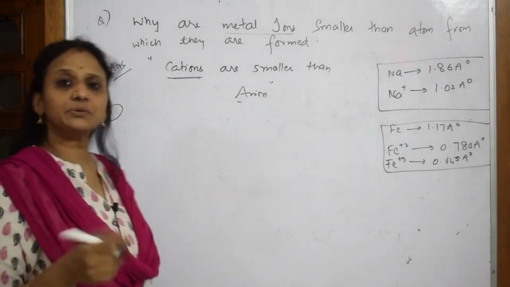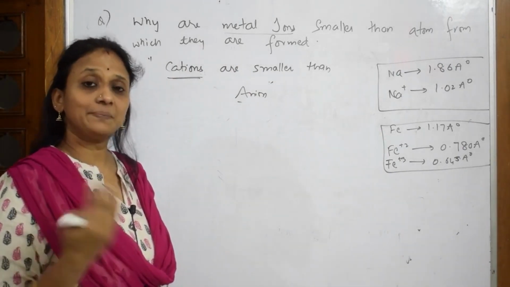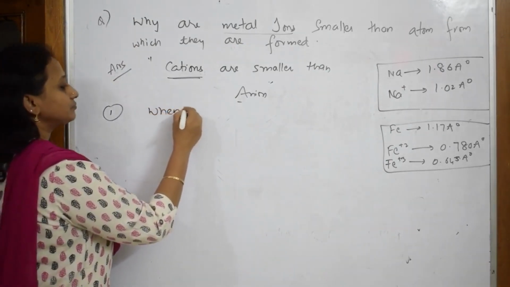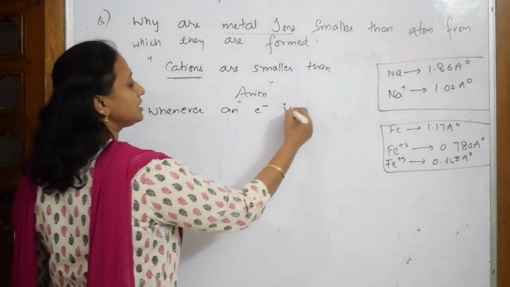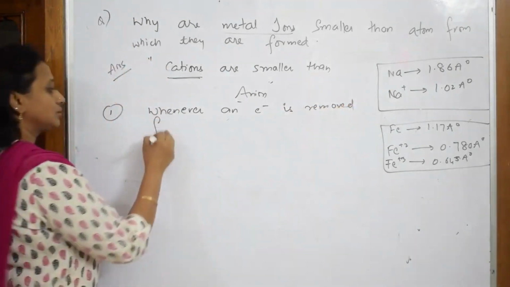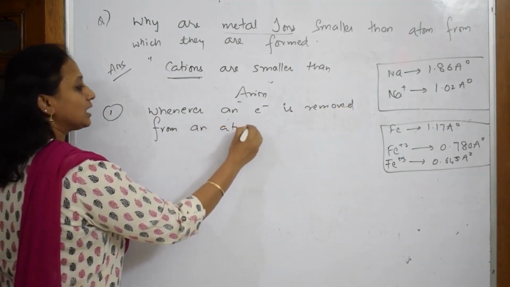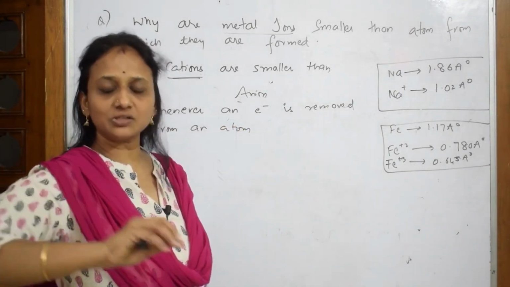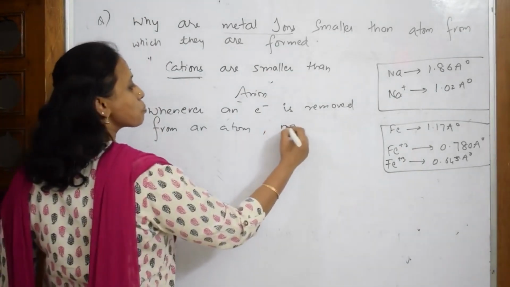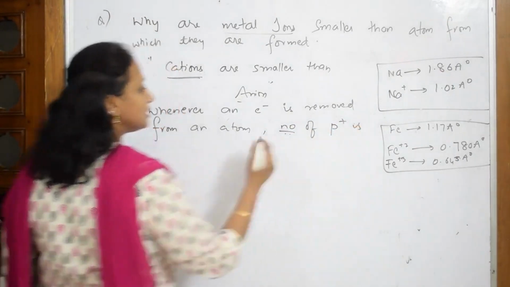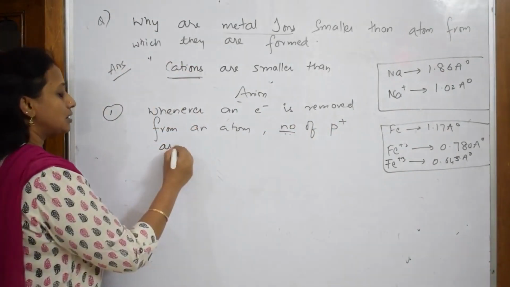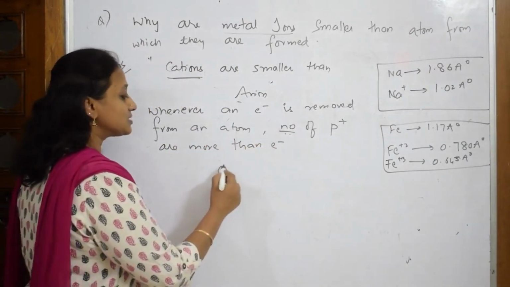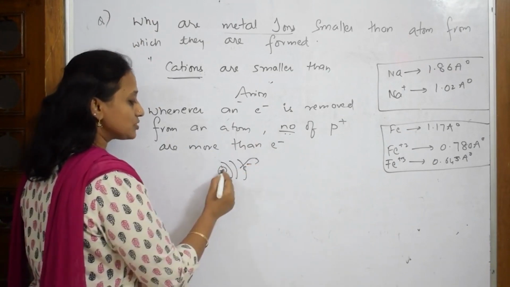First of all, whenever I am removing an electron from a particular atom, what will happen to the nucleus? What is the effect on the nucleus? That is how you are going to answer. Let's start. Whenever an electron is removed from an atom, okay, what will happen? The number of electrons you are removing, but the number of protons will become more than the electrons, isn't it? Because you are taking out that electron. So the number of protons are more than electrons. Now when the protons are more than the electrons, what will happen to the Z effective charge?